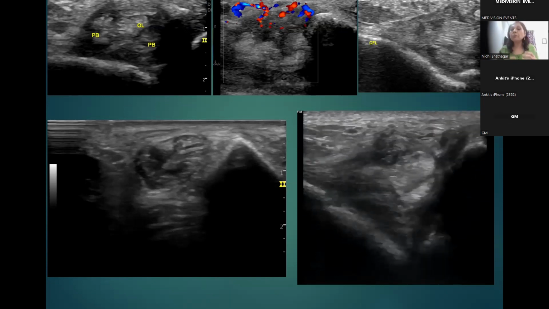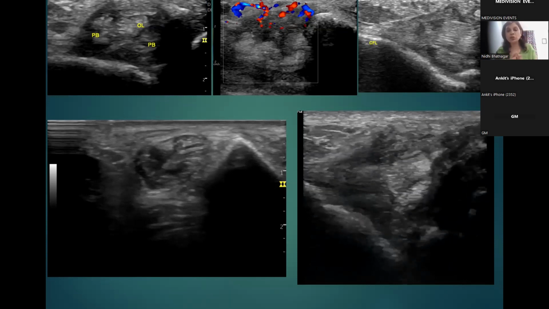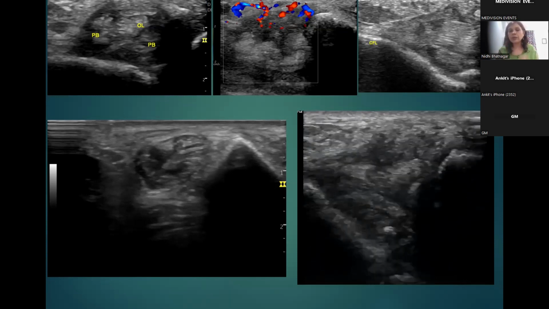That is what I feel, but a subluxation or a dislocation, both are possible with the cartilaginous ridge.